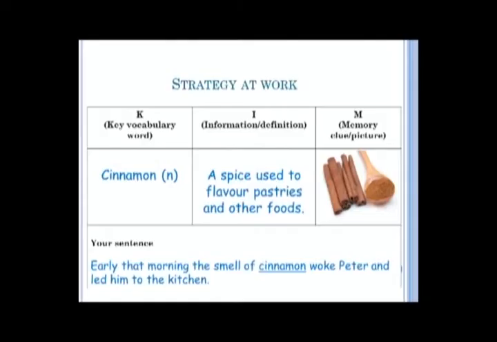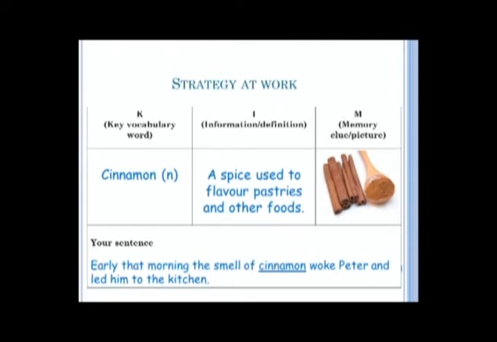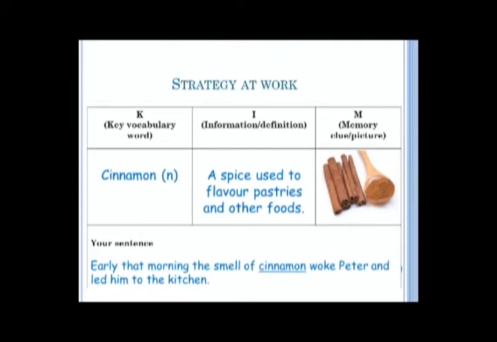The definition is not enough for some of us to discover what cinnamon is. So we have to move on to look at the picture. Here is a picture of cinnamon. Now, boys and girls, do you now know what cinnamon is? Where have you seen cinnamon before? Yes, your mother perhaps has used cinnamon before.